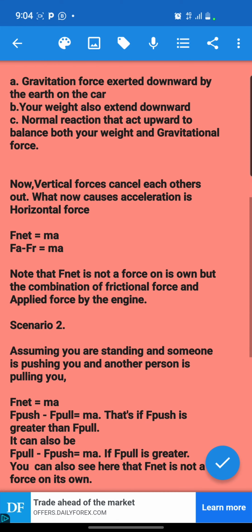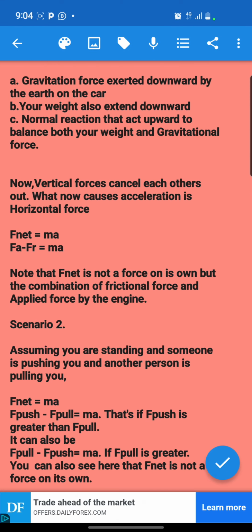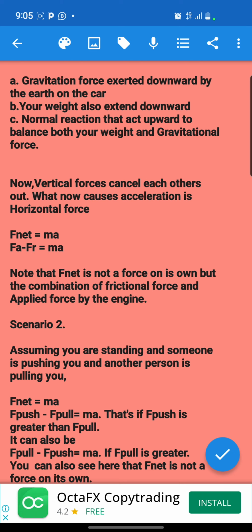So now F net equals ma. Remember, there is no vertical force again. We are dealing only with horizontal forces. What are the forces acting on the car in horizontal motion? The applied force and the frictional force. So we will now say FA minus FR equals ma. Why? Because FA is greater than FR. If the applied force is not greater than the frictional force, the car will not move at all. So FA minus FR equals ma. So the F net is your FA minus FR.